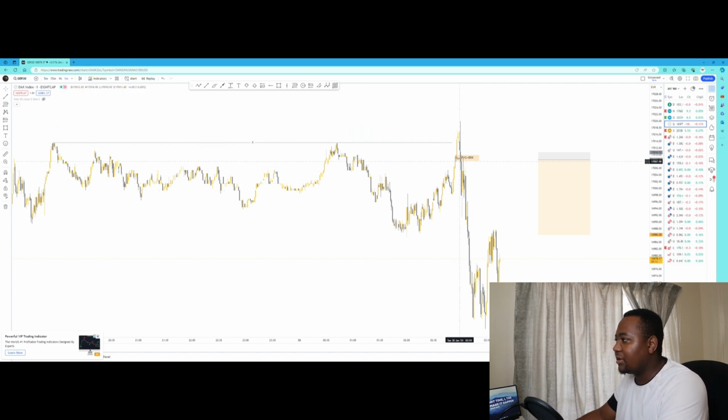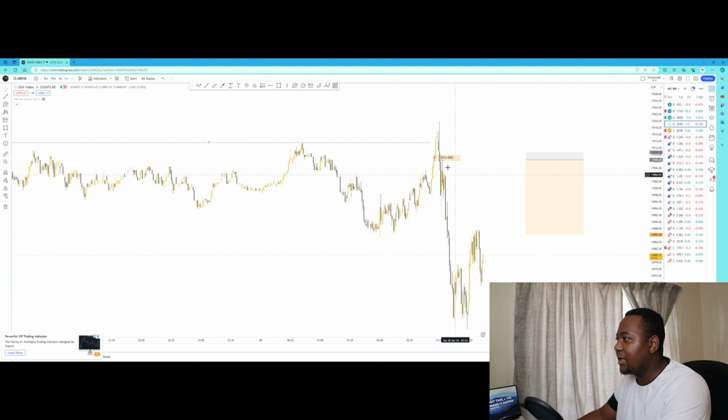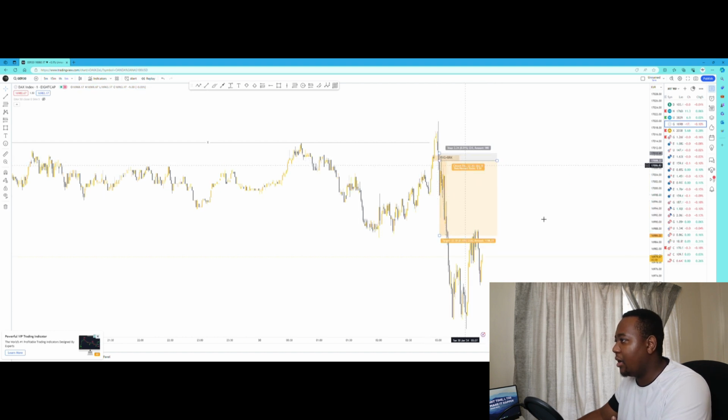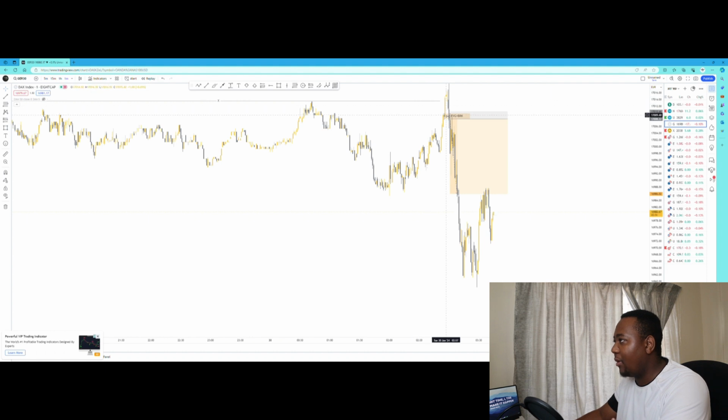Okay, but there was a fair value gap and a breaker right here that I saw the market could mitigate in order to sell, and that's where I took the sells from. And as you can see, I placed it right on that breaker. So that breaker was my confluence. I was hoping the market would pull back to this place, and definitely that's what the market did.